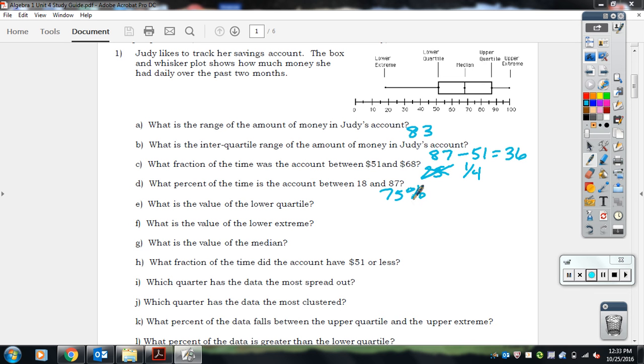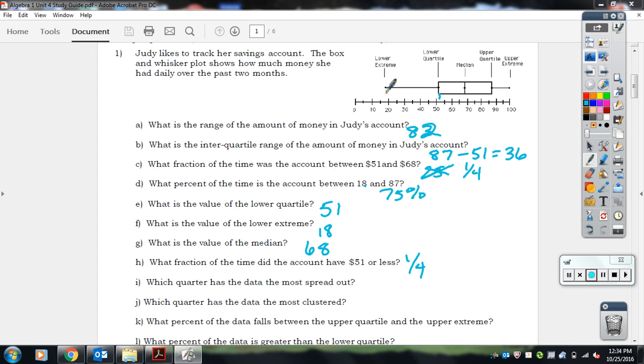What is the value of the lower quartile? I'm going to say it's 51. What's the value of the lower extreme? This was 18 here, so we'll say 18. What is the value of the median? Based on that information, 68. What fraction of the time did the account have 51 or less? So here's 51, 51 or less. That's 1/4.